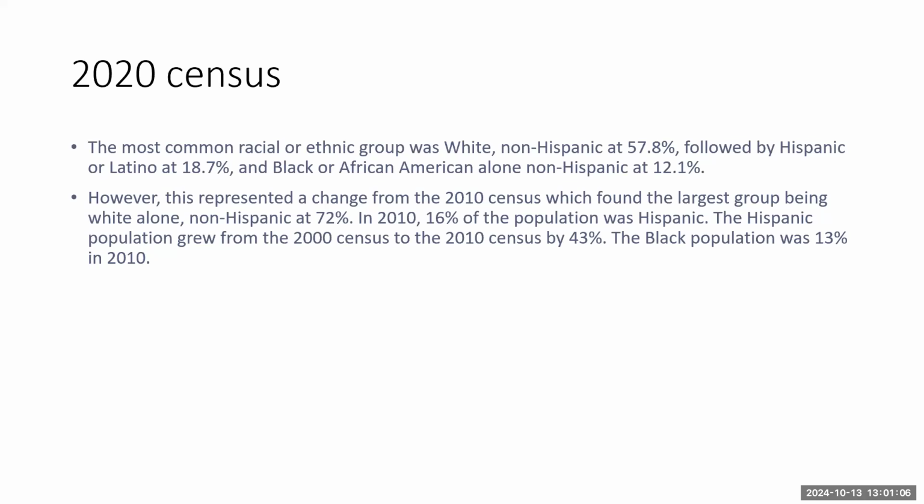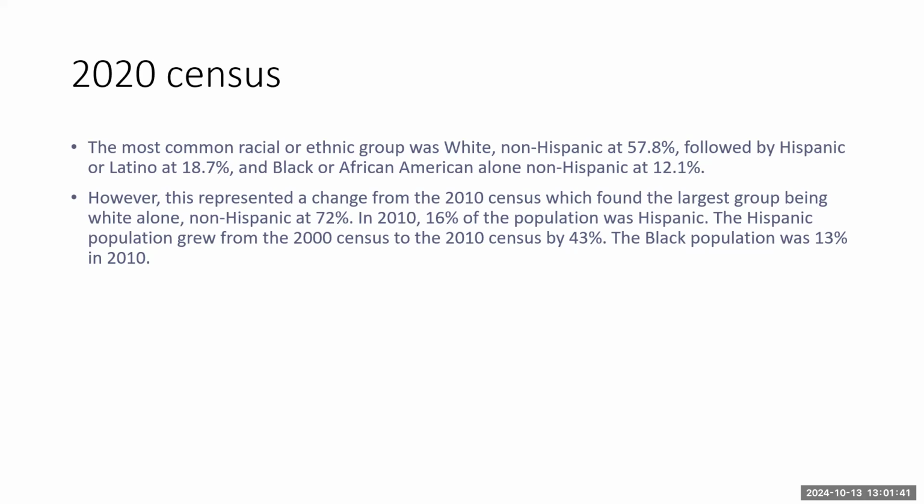So for the 2020 census, the most common racial group was white at a little over 50%, 57.8, followed by Hispanic at 18.7, and Black or African American non-Hispanic at 12. But this was a major change. So the 2020 census found that the Hispanic group was growing significantly faster than any other group, and that the white group was slowing and declining significantly faster than any other group.